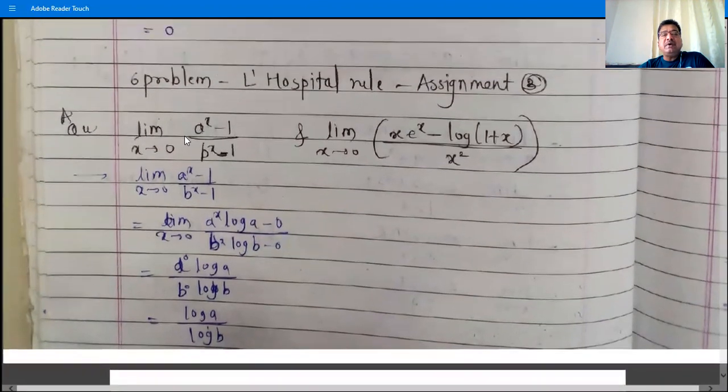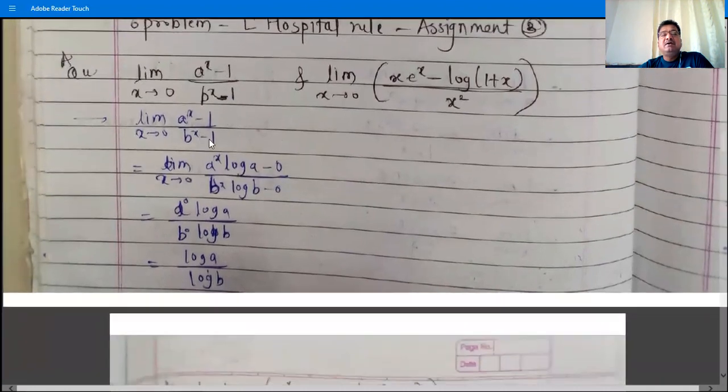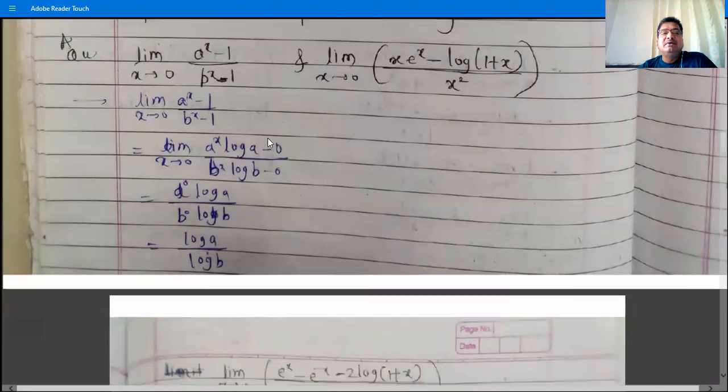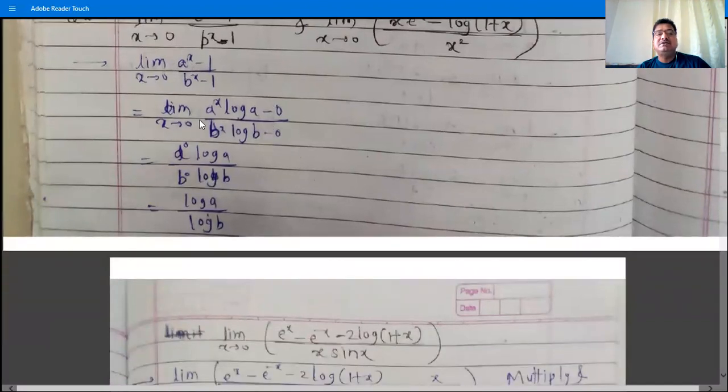Limit x tends to 0, (a raised to x minus 1) divided by (b raised to x minus 1). If we substitute x as 0, then a raised to 0 is 1, so 1 minus 1 divided by b raised to 0 is 1, 1 minus 1, that is 0 by 0 form. So apply L'Hospital's rule.